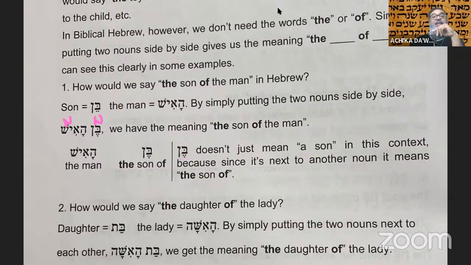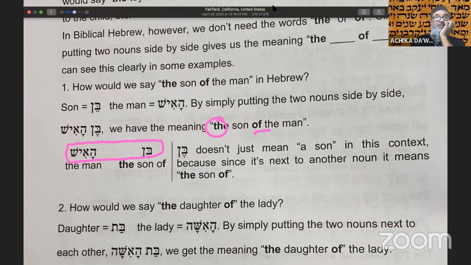Ben by itself means a son by itself, like your first lesson, correct? You would not say the son unless it had a ha on the front of it, like ha Ben. You would think this is needed in order for it to be the son. But it's showing you that you can have the son without the ha in front of it. When it's next to another noun, it automatically takes on the of. And that is what you call the semikhut: two nouns next to each other, okay? So here's another example. Does anyone have any questions?